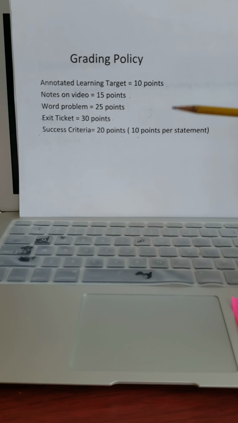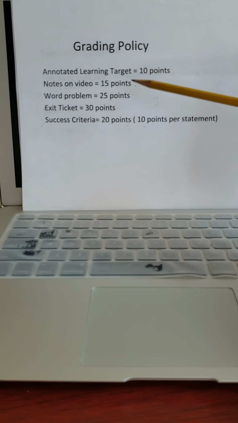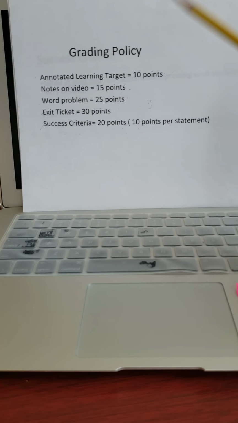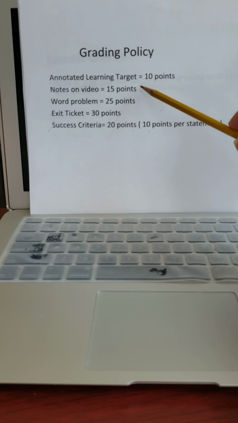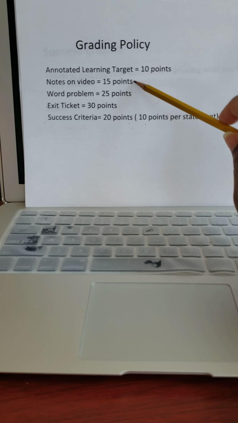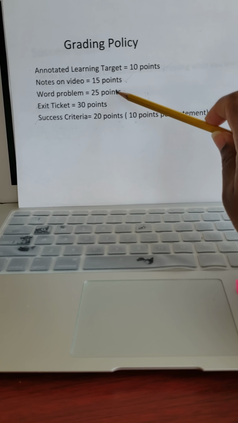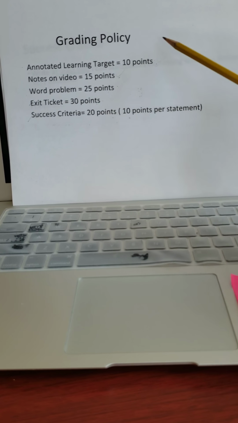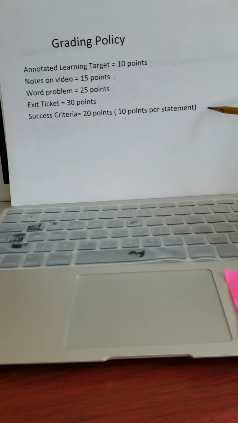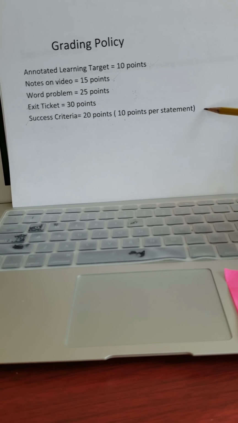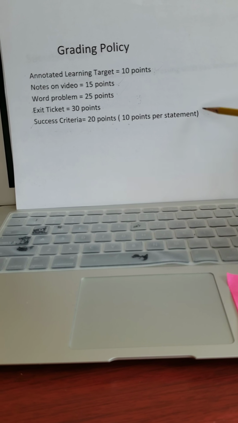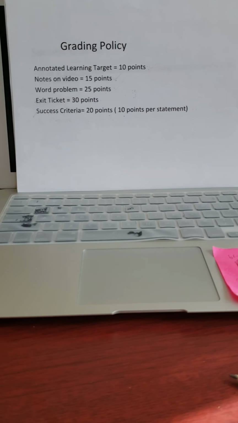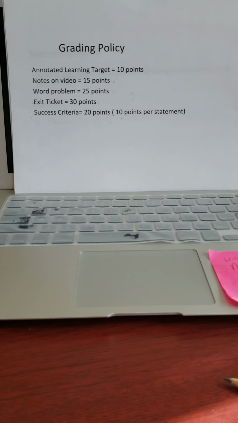What you should do is go through and make sure you've done each thing. Put a check next to it. Did I annotate? Yes. So I get the 10 points. Did I write down the notes for the videos? Check. Did I answer the word problem? Check. Did I do my exit ticket? Check. Did I do my success criteria? 10 points per statement, which is the 2 statements. And that's how you ensure that you've done everything you were supposed to do for your math work.